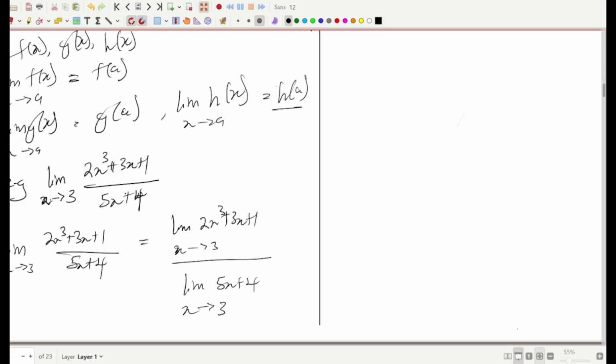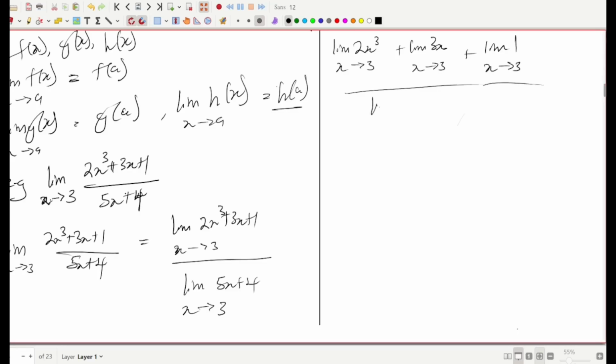So from here, for the numerator, we can apply the sum rule. So we can say limit of 2x cubed as x approaches 3 plus limit of 3x as x approaches 3 plus limit of 1 as x approaches 3, all divided by limit of 5x as x approaches 3 plus limit of 4 as x approaches 3. So here the job is done.